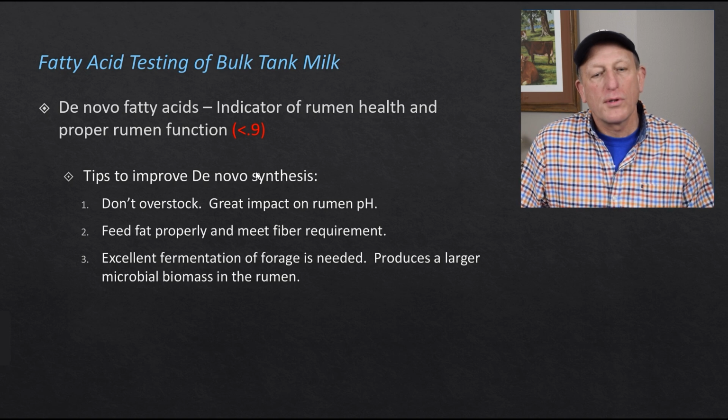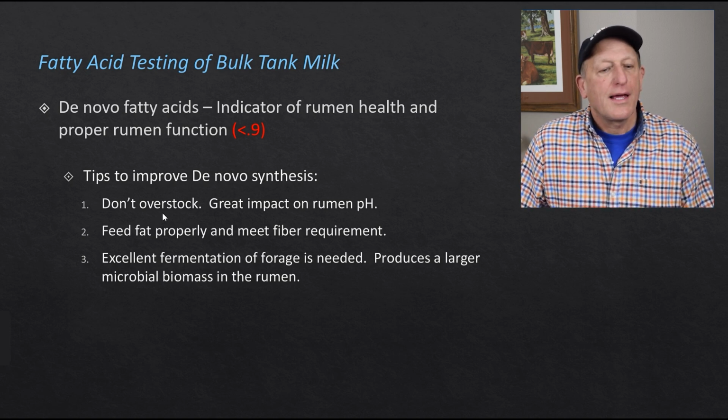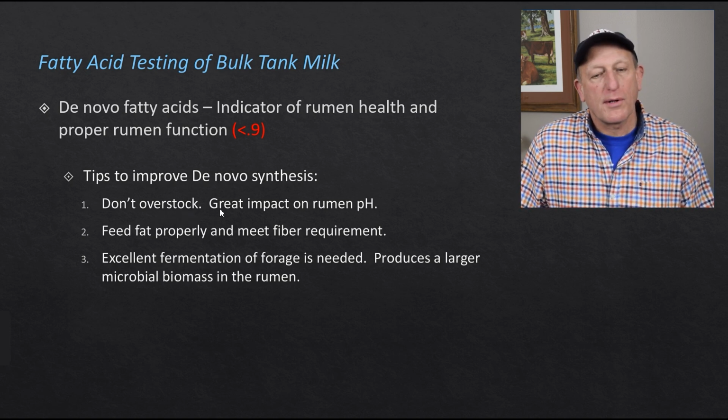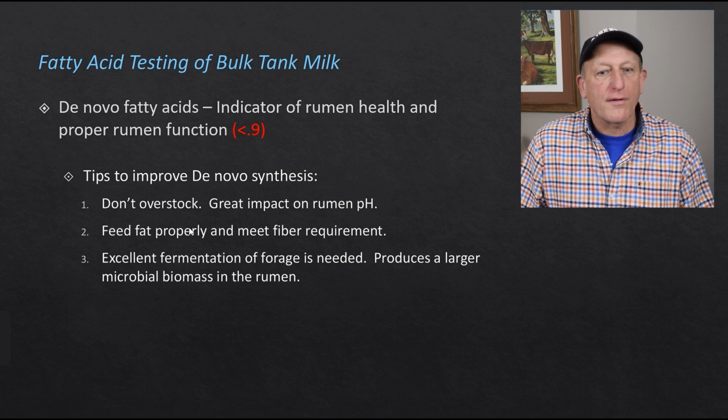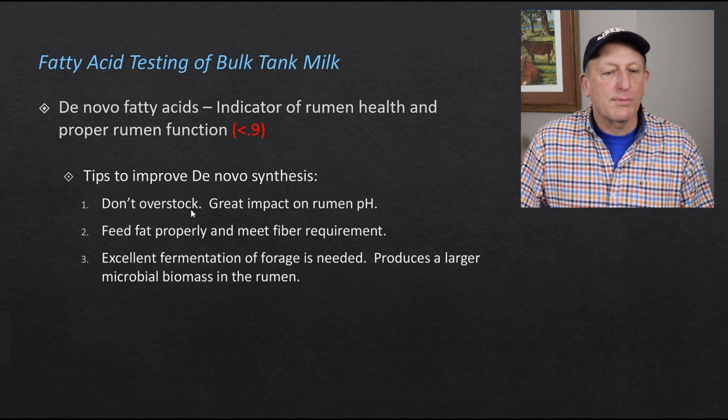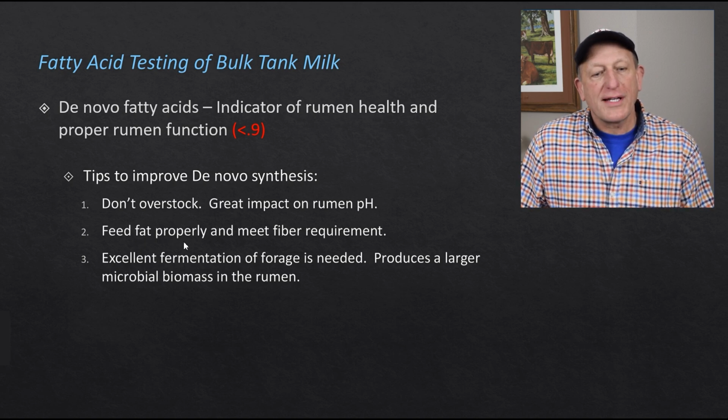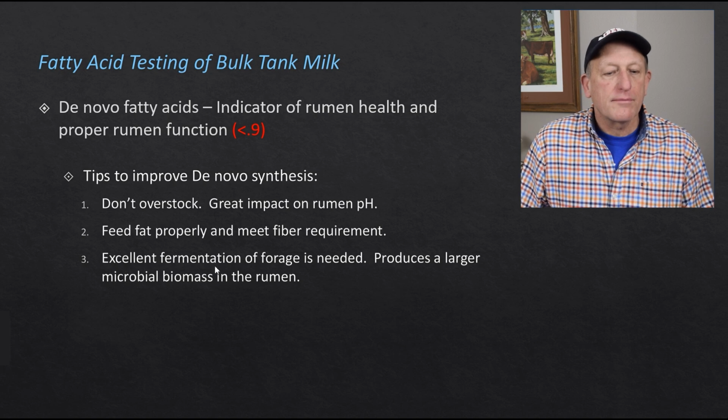Tips to improve de novo synthesis is to not overstock. We talked about that in the last video. It has a great impact on rumen pH. And we need to continue to do all the bunk management that we talked about. We've got to watch our fat feeding, make sure we don't overdo that, and we've got to make sure we put up good forages.